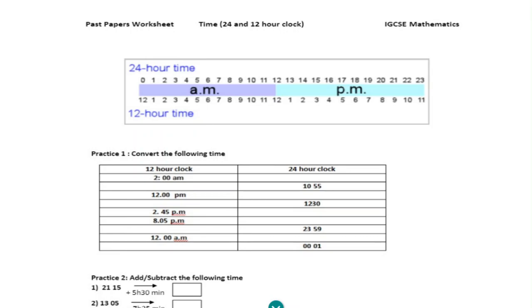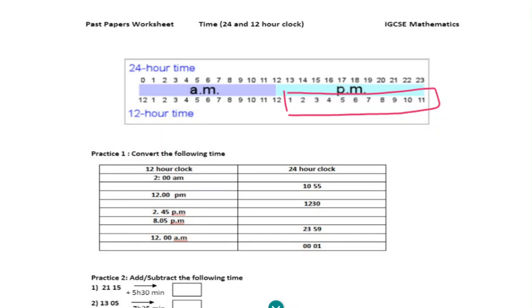Worksheet number 6, page number 27. We're discussing time in 24 and 12 hour clock. So let's quickly start by going over these two kinds of time. So we have 24 hour clock and we have 12 hour clock. I am sure you know how to go from one form to another, but let's quickly revise that as well.